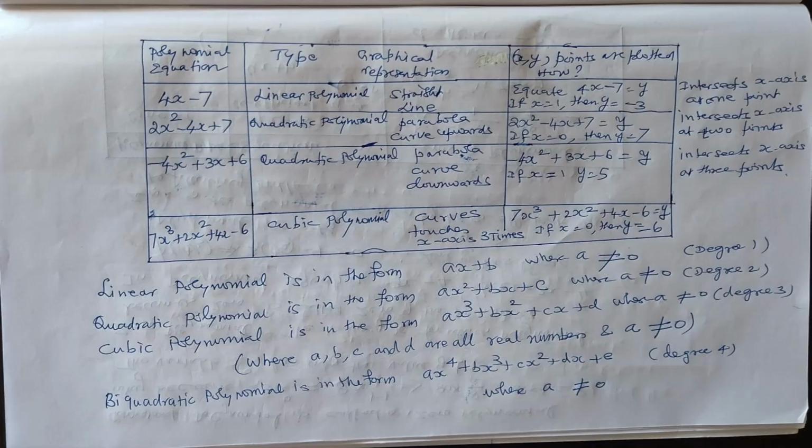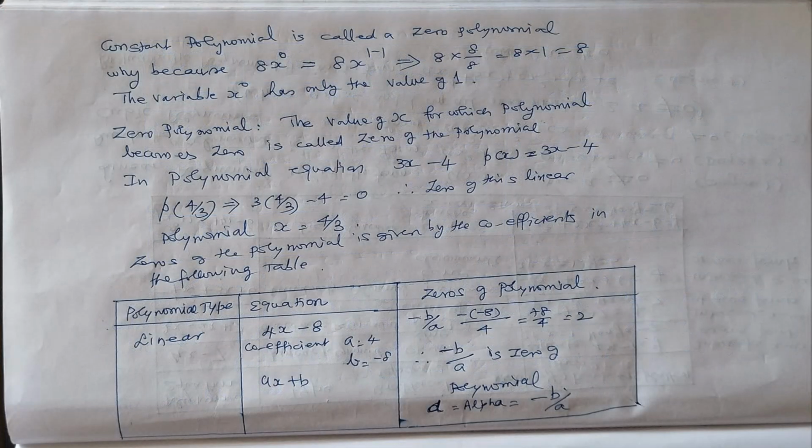Biquadratic polynomial is in the form of ax to the power of 4 plus bx to the power of 3 plus cx squared plus dx plus e, whose degree is 4, where a is not equal to 0. A constant polynomial is always called a zero polynomial.